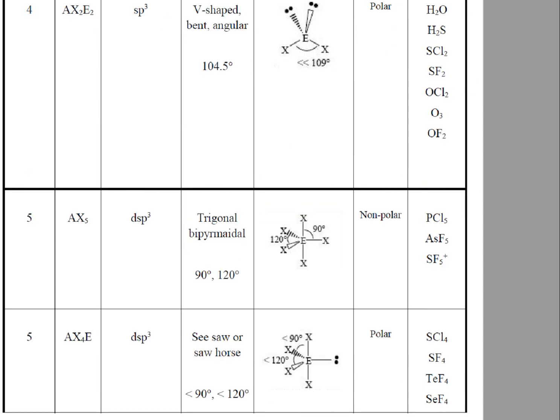In case of AX5, the central atom is surrounded with 5, so the molecule will be trigonal bipyramidal if there are no lone pairs, with angles of 90 and 120. The type of hybridization, as there are 5 effective pairs, so we have 1s, 3p, and 1d, making a hybridization of sp3d. It's nonpolar because the dipoles are cancelled. The examples, you can say PCl5 or AsF5.